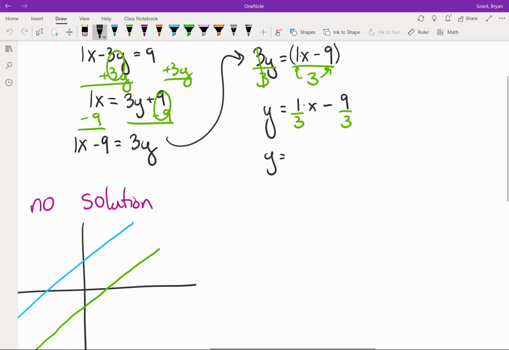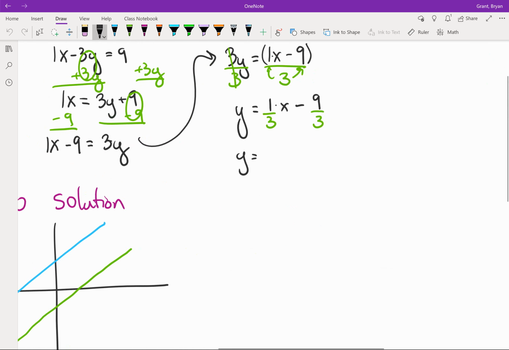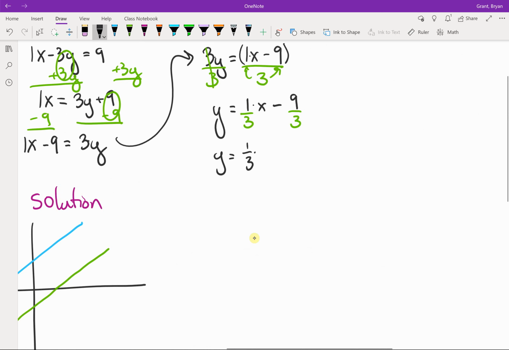1 doesn't divide nicely by 3. If you do 1 divided by 3 on your calculator, you'll get 0.33333333. That's not very helpful. That's a decimal, and you'll notice all the slopes over here are fractions. Let's just keep it as the fraction 1 divided by 3. Minus, and then we have 9 divided by 3. That does go in nicely. That's 3. So here is my equation for line 1.